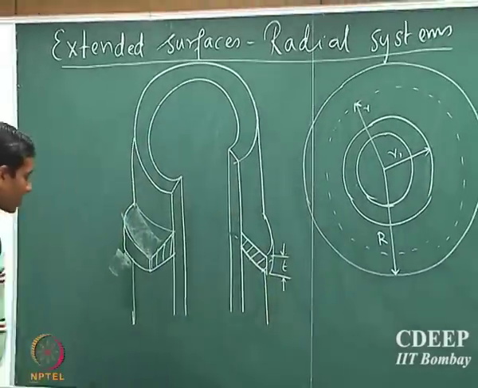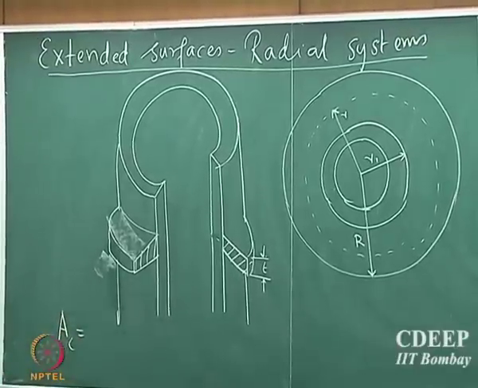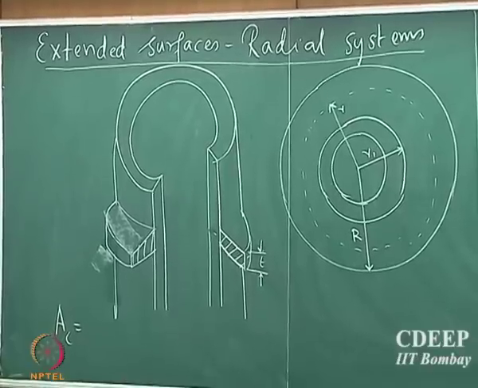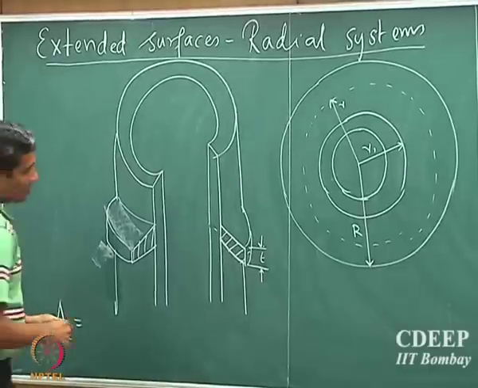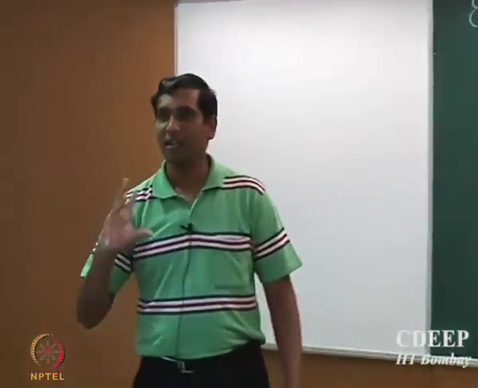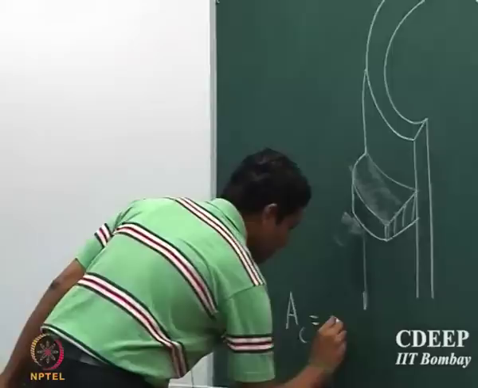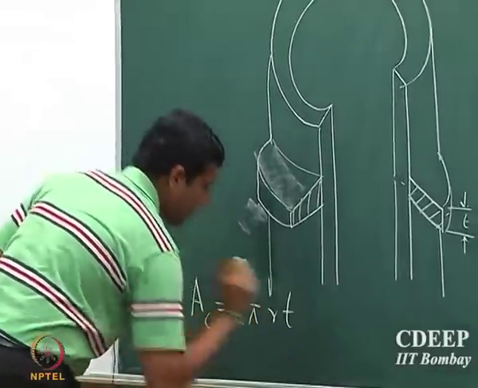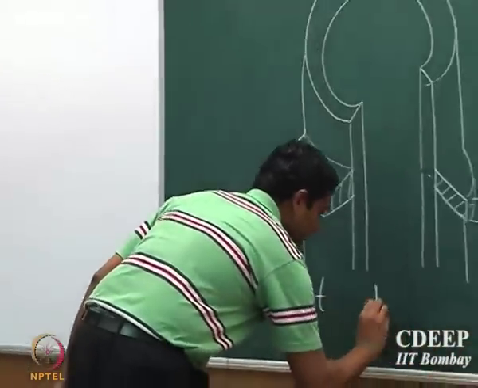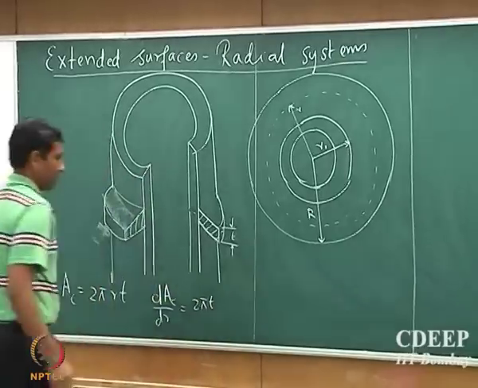Then what is the cross sectional area of heat transport? At any location r, the cross sectional area of heat transport will be the perimeter multiplied by the thickness of the fin. So the perimeter at that location is 2 pi r multiplied by T. That is the cross sectional area of heat transport via conduction. Therefore, dAc by dr is given by 2 pi T.